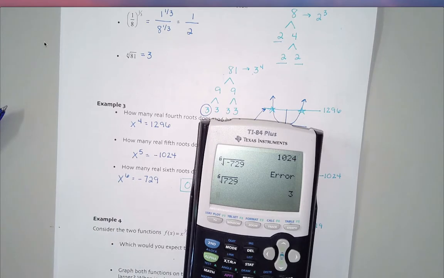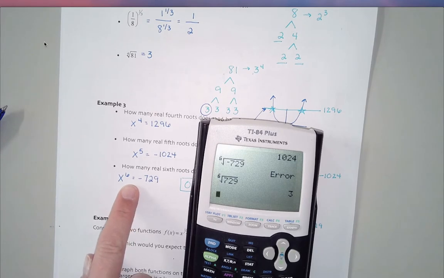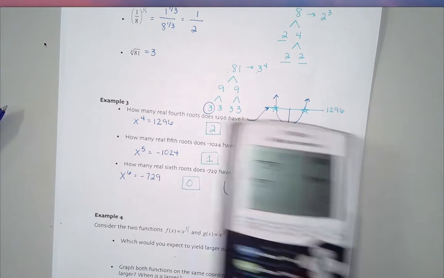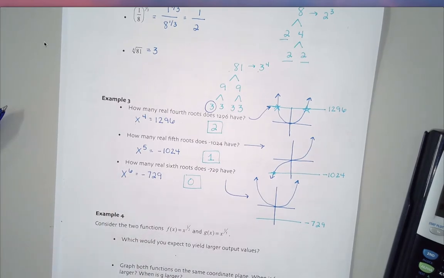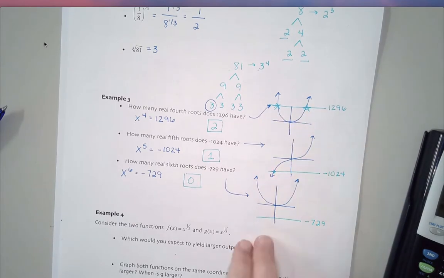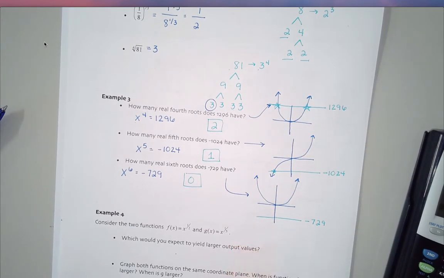So that's why this doesn't have a solution, because both positive 3 and negative 3, if I were to do them to the power of 6, would give me a positive 729. I have no way to make a negative with an even number of factors. Okay? So justify that any way you want. Hopefully the pictures make sense to you for why that works the way it does.